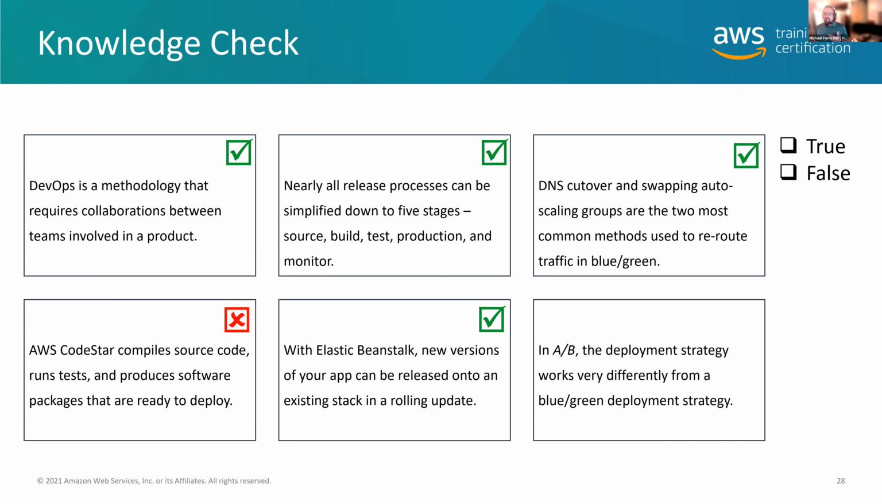This question I just find to be very weird, provocative. In an A/B deployment strategy, the deployment strategy works very differently from a blue-green deployment strategy. Did it actually seem that different? Was it really that different? Because you've got two environments in both cases. So what was the major difference between A/B, which I also called canary, versus blue-green? I would say that's false, actually. They are remarkably the same.